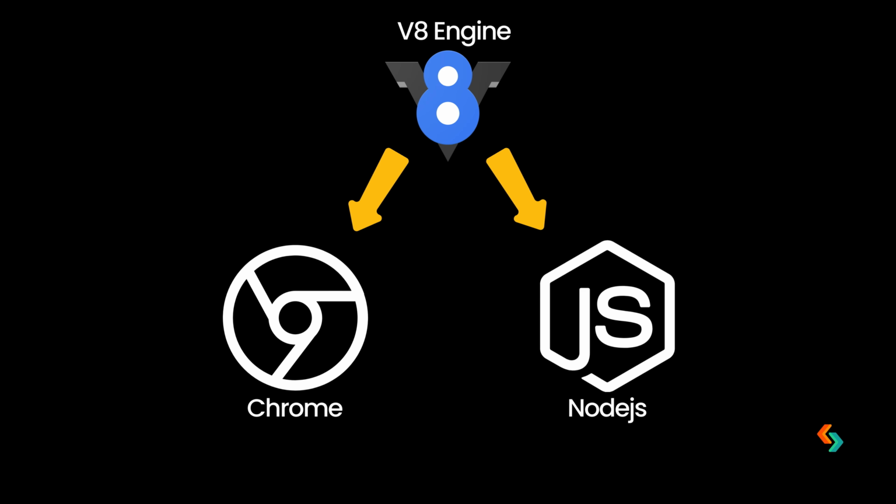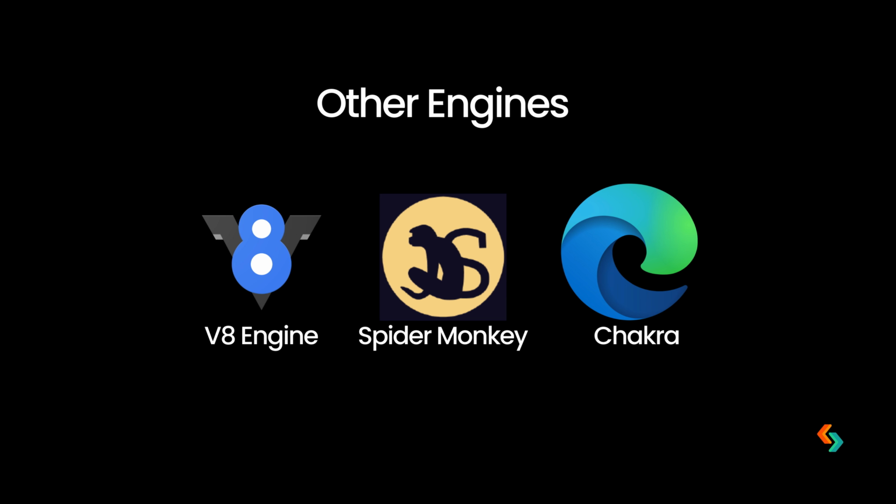And guess what? V8 isn't the only engine. There are others out there too, like SpiderMonkey by Mozilla and Chakra by Microsoft. Each one is a little different, but they all do the same basic thing. They translate JavaScript into a language that your computer can understand, allowing us to write code that actually works. Pretty cool, right? And we're just getting started.